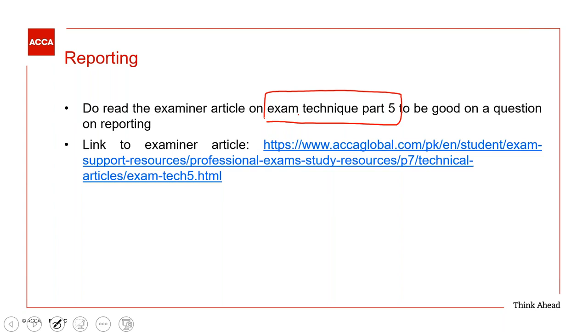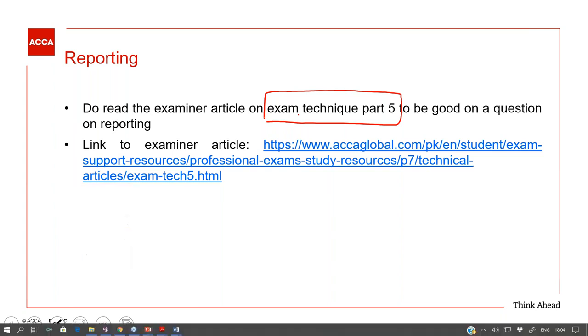Okay, now let's start with the topic today, which is reporting. In the very first part of the session today, I will be focusing on making a structure for reporting. And then in the later part of this practice to pass session, I will be focusing on drilling the exam papers from June 17 and December 14.